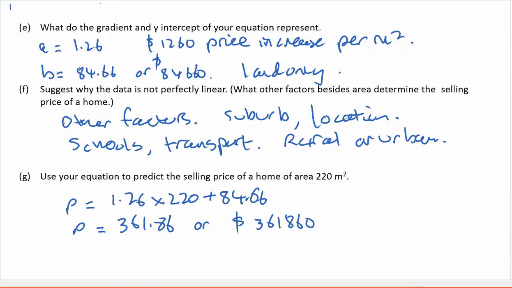In G, substituting that figure in, using the equation to predict the selling price of a home of area 220 metres squared, we end up with $361,860. Referring back to the original data, that figure of prediction is within the given data set, so it would involve interpolation.